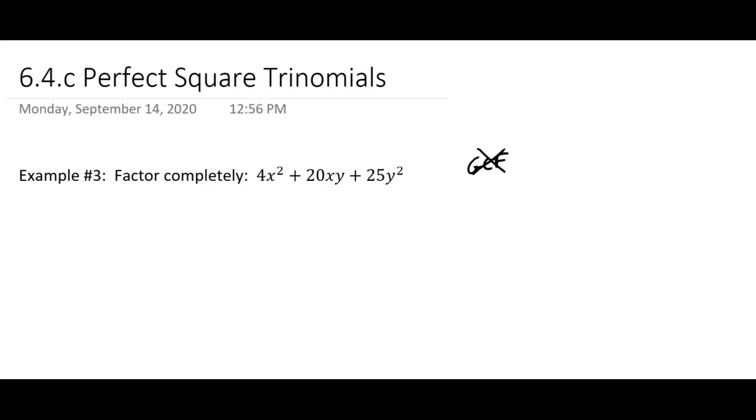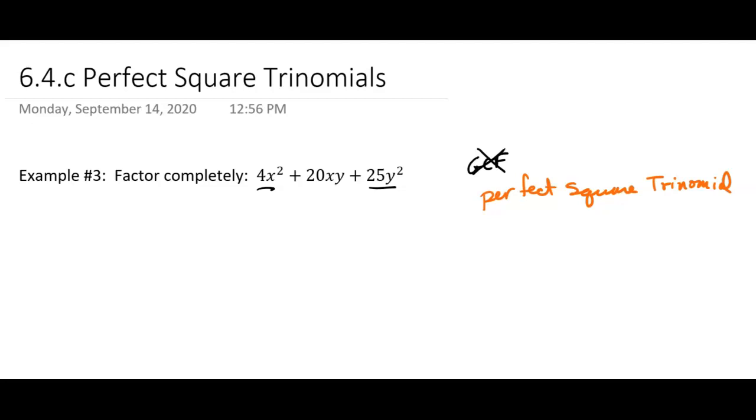We could do the AC method, which you could do on this. Or you could say, oh, look, this is a perfect square and this is a perfect square. Maybe it's a perfect square trinomial. So the idea is, perfect square trinomial. It wouldn't be bad to do this one with the AC method. You'll get the same answer, but the numbers will be a little bit large.